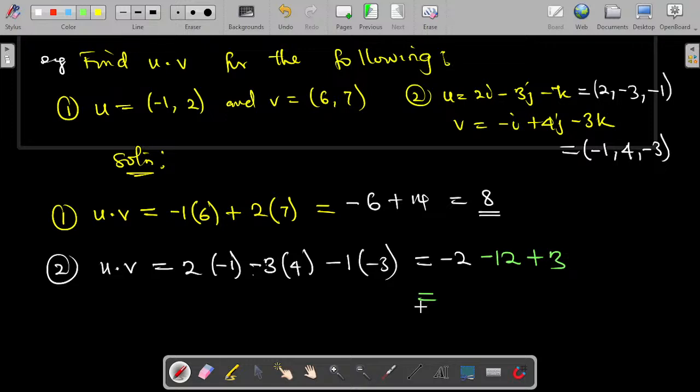Okay, and what's that going to be? Minus 2 minus 12 is minus 14. And minus 14 plus 3 is minus 11. Okay, we ended up catching up with Chidinma, Jessica, Blossom, Chisom, and Chidera. So if you didn't get minus 11, check where you made the mistake.